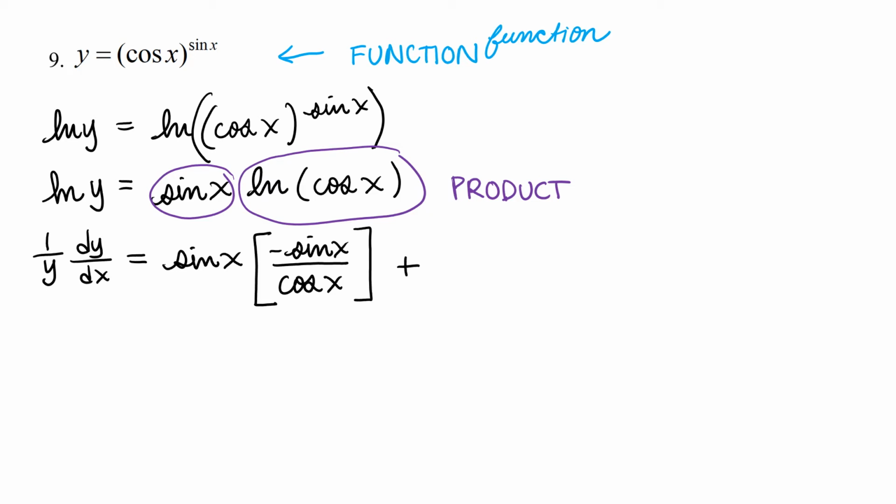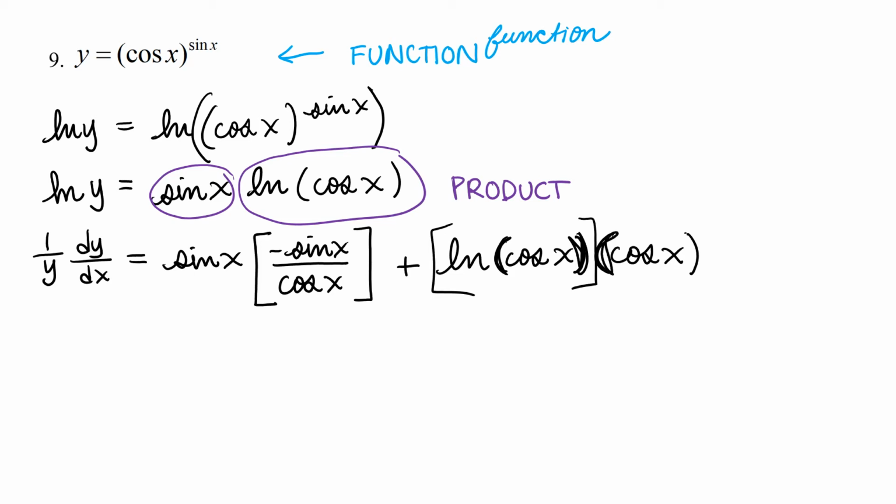Continuing our product rule, we have our first times the derivative of the second. Now we need the second, so natural log of cosine of x, times the derivative of the first. The derivative of sine of x is cosine of x. And we just have to be really careful here. This cosine of x is inside of this natural log. This cosine of x is multiplying the natural log of cosine of x. So that isn't a cosine of x squared, because one of our cosine of x's is inside a natural log, and one of our cosine of x's is outside our natural log.